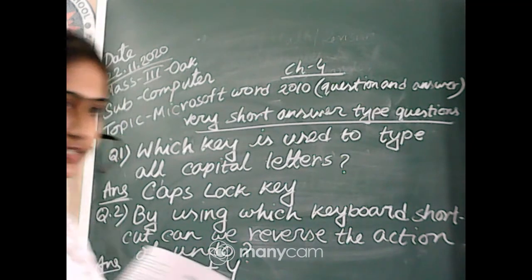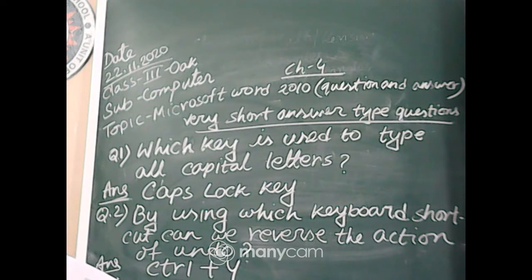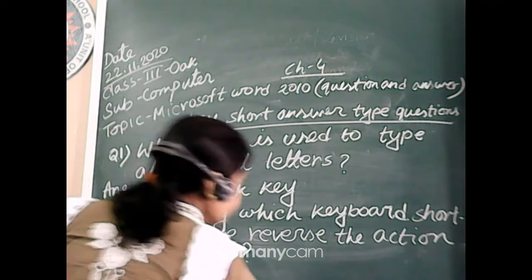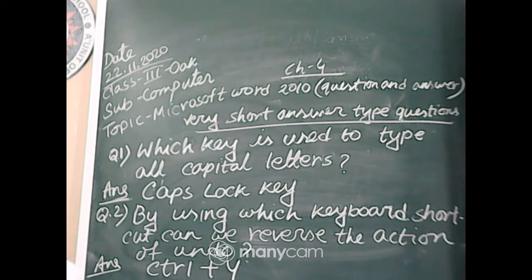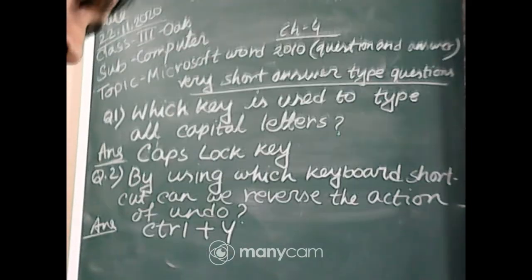Question number 1 is completed or not? I hope 1 is completed, right? I am just dictating once more. Number 1, which key is used to type all capital letters? This is the question. It is in your book also. The answer is caps lock key. Next, question number 2. By using which keyboard shortcut can we reverse the action of undo? This is Control Y. CTRL plus Y.